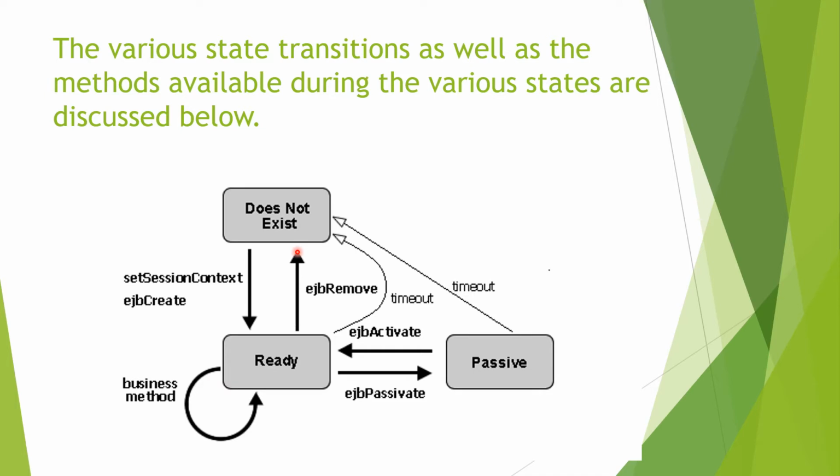Does not exist: when EJB creates, it will go to the ready state. When a business method is invoked, it will remain in the ready state. When EJB passivates, it will go to the passive state. If EJB activates, it will go back to the ready state. On passive timeout, it goes to the does not exist state. When EJB removes the instance, it will go to the does not exist state.